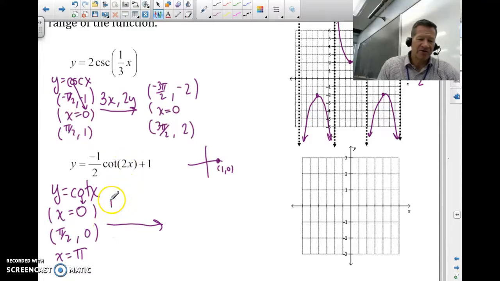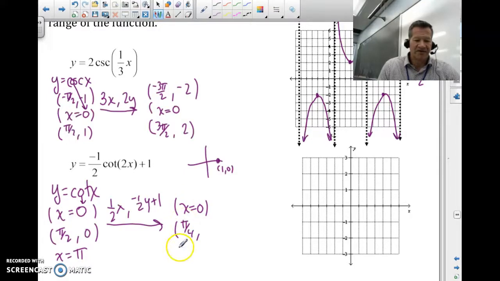Inside they're multiplying by 2, so I'm going to divide by 2. Outside they're multiplying by a negative a half and adding 1. So let's do these things real quick before I run out of time. A half times 0 is still 0. Pi over 2 times a half is pi over 4. Pi times a half is pi over 2. Now the y values, there only is one y value. Negative a half times 0 is still 0, plus 1 is 1.